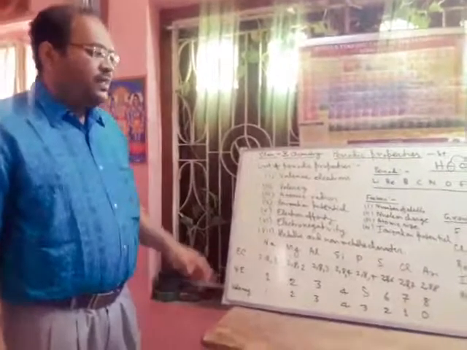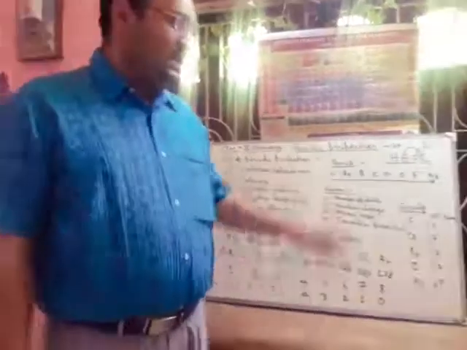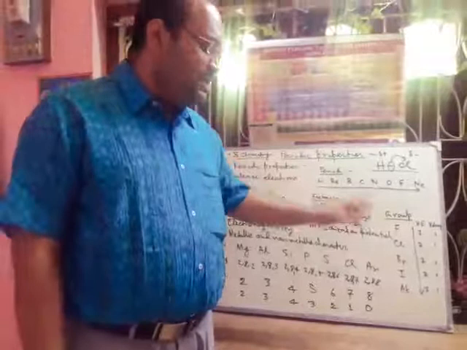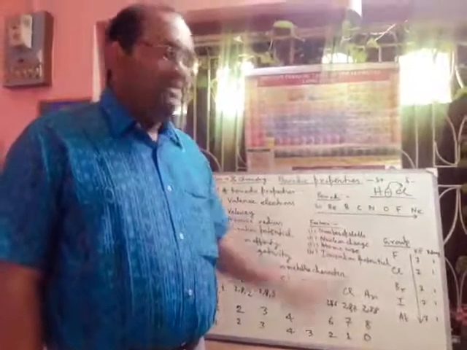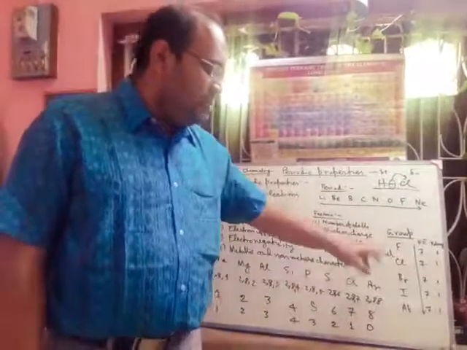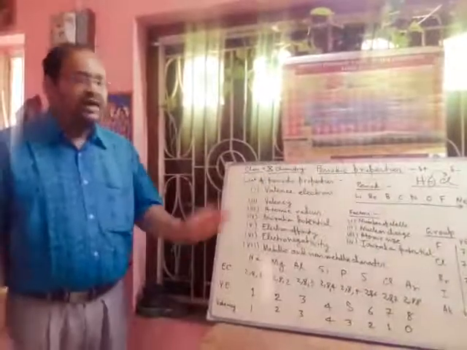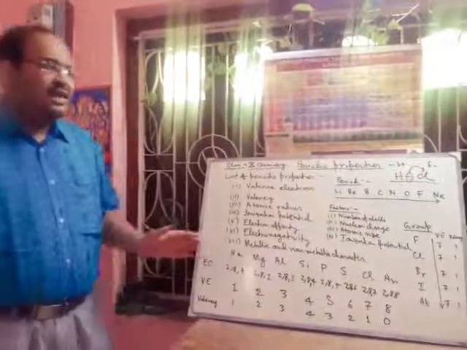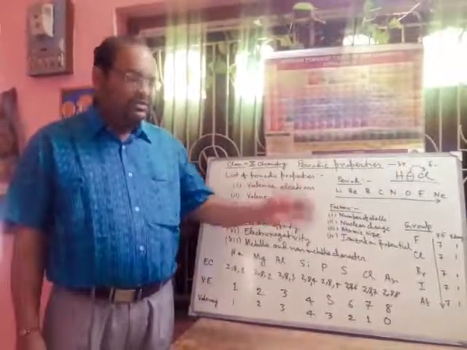Next, in case of a group, as the number of valence electrons remains the same, their valency will be the same. Suppose in case of fluorine, chlorine, bromine, iodine, astatine, all have valency 1 because they have the same number of valence electrons, that is 7.